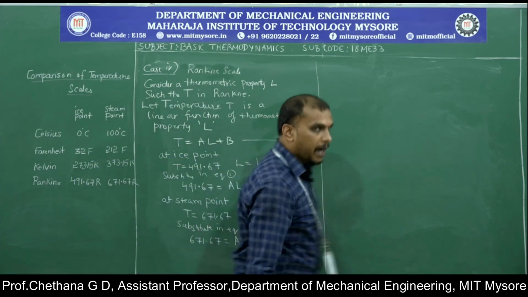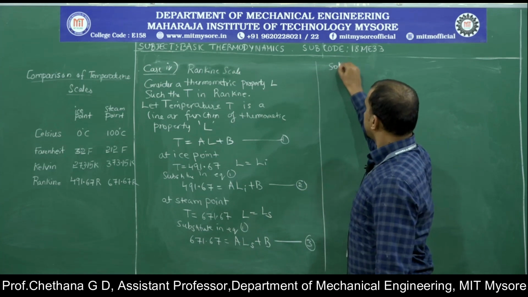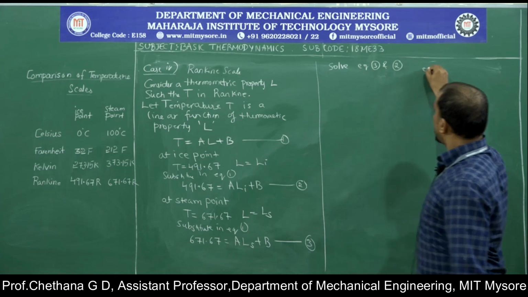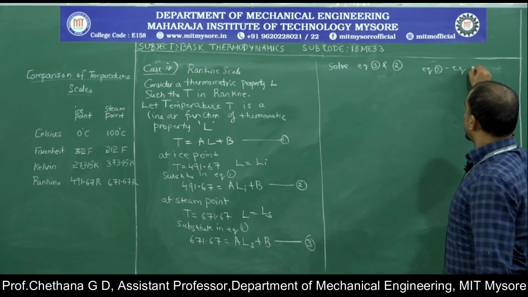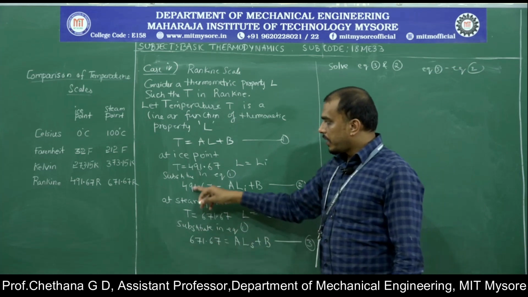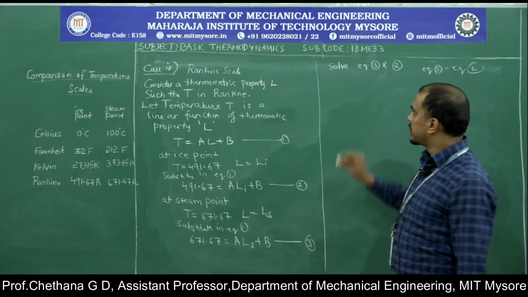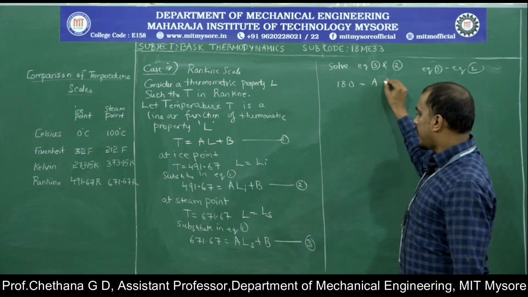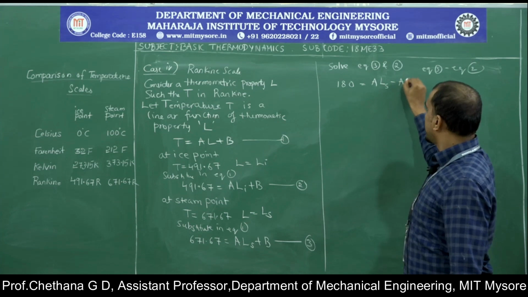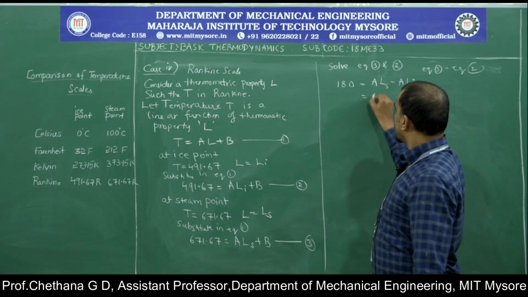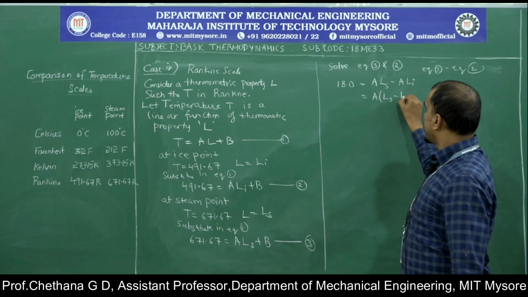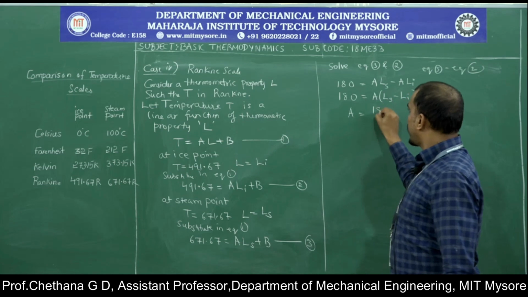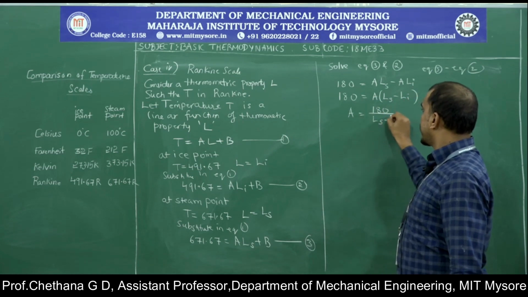Solve equations 3 and 2, that is, equation 3 minus equation 2. So 671.67 minus 491.67, that is 180 divisions, is equal to A into Ls minus A Li. So B gets cancelled out. A, taking it as common, Ls minus Li is equal to 180. We get the expression for A: 180 divided by Ls minus Li.